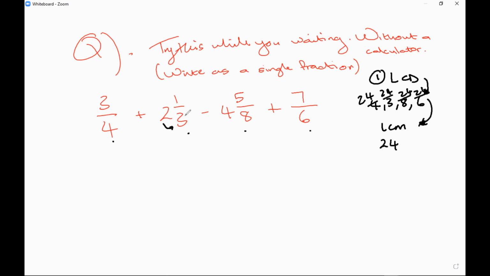But first I need to sort these mixed numbers out and get them into improper fractions. Multiply the denominator and the numerator. Multiply the denominator and the numerator. So I end up on the next line with 3 over 4 plus 2 times 3 is 6 plus 1 is 7 over 3. Minus 4 times 8 is 32 plus 5 is 37 over 8 plus 7 over 6.